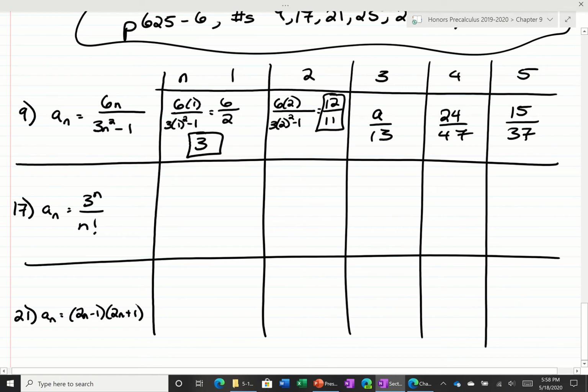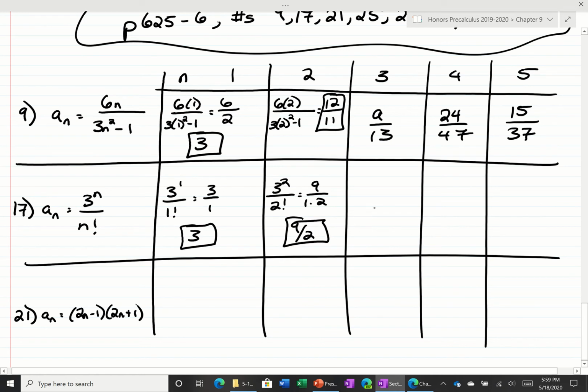All right, for number 17, the first term would be 3 to the first over 1 factorial, which is 3 over 1, or 3. The second term is 3 to the second over 2 factorial, which would be 9 over 1 times 2, which is 9/2. Just keeping this pattern going, for number 17, you would have 3, 9/2. This would actually be 9/2 again. And then you would get 27 over 8, and then 81 over 40.